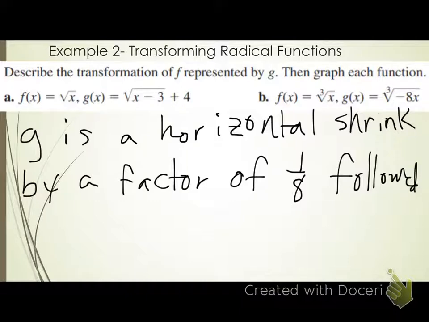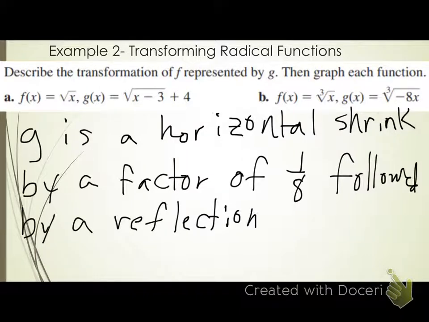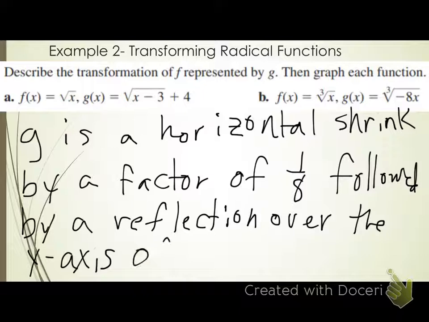So I'd say g is a horizontal shrink by a factor of 1 over 8, followed by a reflection over the y-axis of the graph of f. Any questions on the description of my transformations? Not too bad. Now we need to graph it.